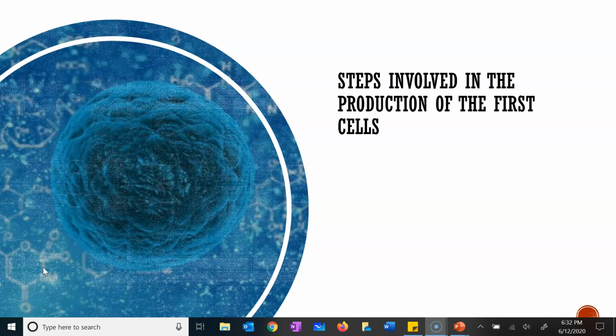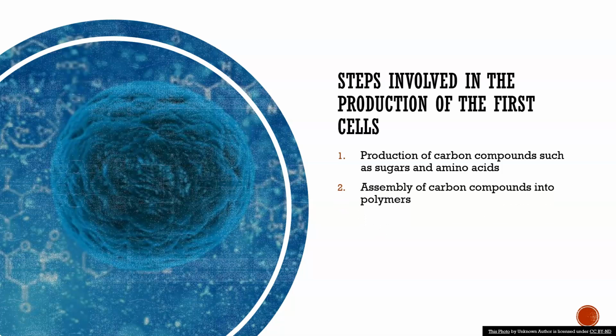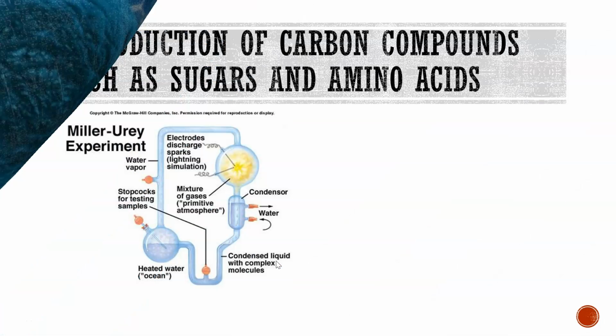So, moving on from that, steps involved in the production of the first cells. What is the theory? Summarizing what we've just seen. Production of carbon compounds such as sugars and amino acids. We had the assembly of the carbon compounds into polymers and formation of membranes, followed by the development of a mechanism for inheritance. Alrighty, let's have a look at each of these steps.